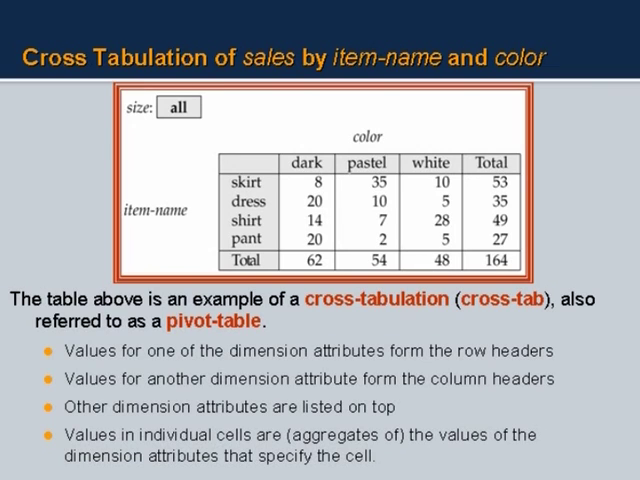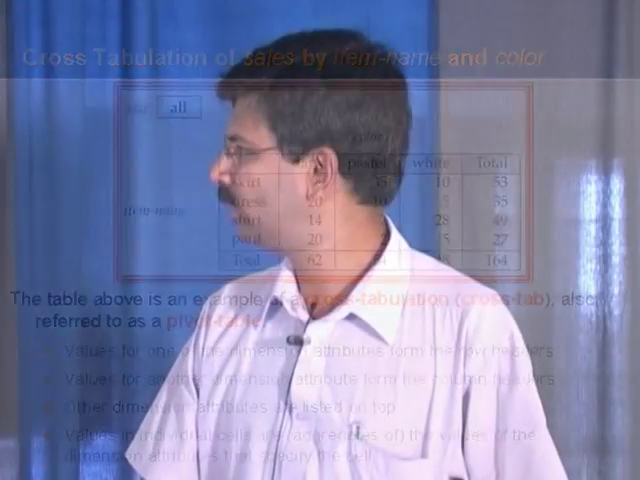Now, this data can also be represented relationally over here. If you see, it says skirt and these three combination. Now, skirt all is 53. This is actually the sum of these three. It's a pre-computed sum, which is stored. Similarly, dress all is 35, all dark is 62, and all is 164.